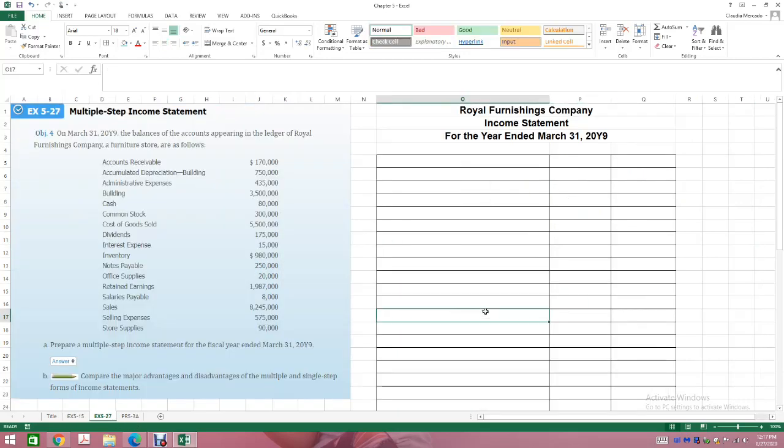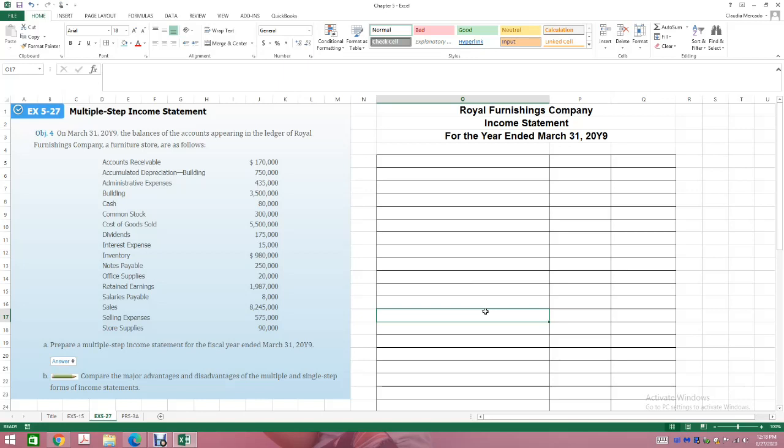Now, the second problem I selected to go over is exercise 5-27. This is a multiple step income statement, and it's a little bit different doing an income statement for a merchandising company than for a service company, okay? So this is a retail business, so the income statement varies slightly. Same concepts, but just different accounts are introduced. Your chapter introduces you to these new accounts that we're going to be using.